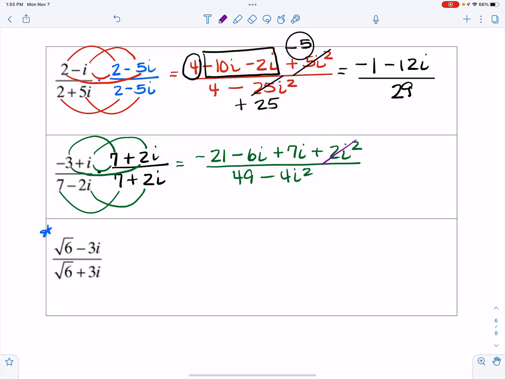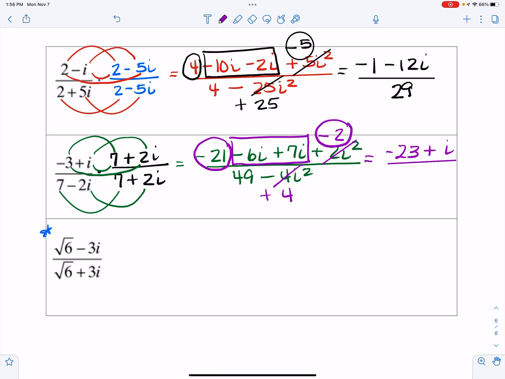So replacing this with a negative 2, then I can collect negative 21 and negative 2 makes negative 23. Negative 6i and positive 7i makes positive 1i, and I do not write the 1 in front. That gets replaced with plus 4, and 49 plus 4 is 53.